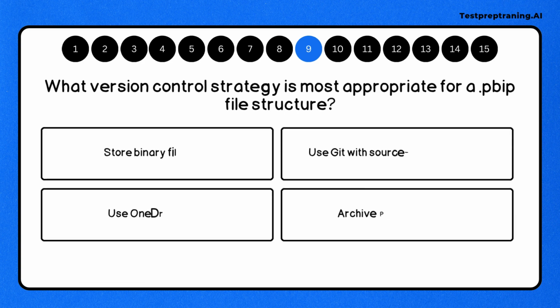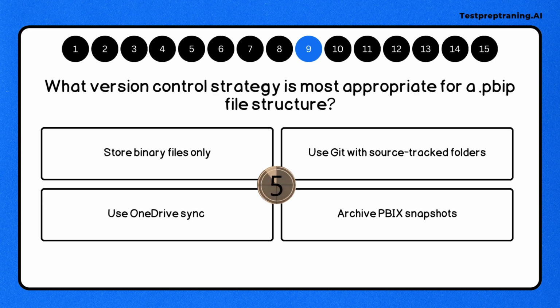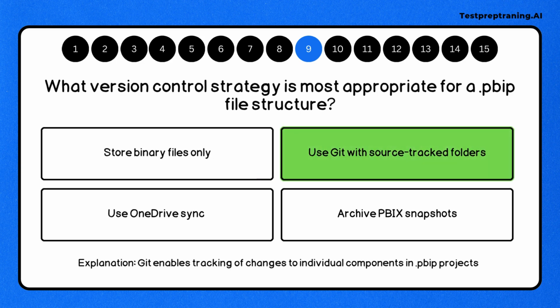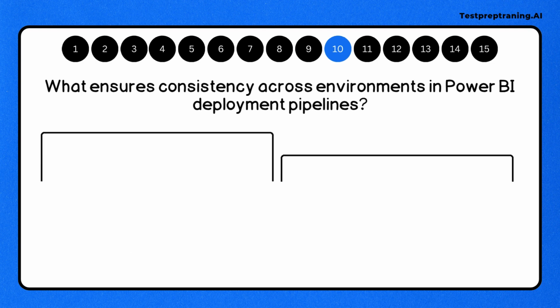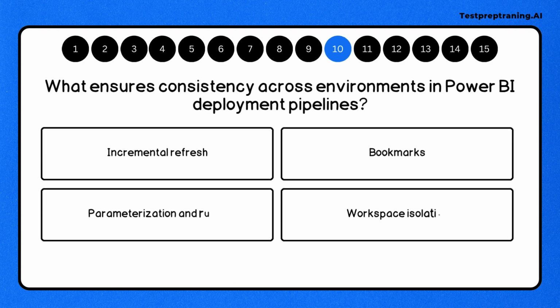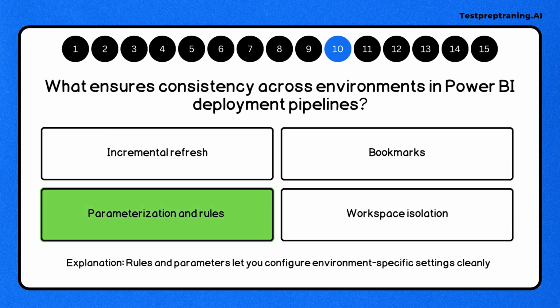Question 9. What version control strategy is most appropriate for a .pbip file structure? Correct answer is use Git with source tracked folders, as Git enables tracking of changes to individual components in .pbip projects. Question 10. What ensures consistency across environments in Power BI deployment pipelines? Correct answer is parameterization and rules, as rules and parameters let you configure environment-specific settings cleanly.